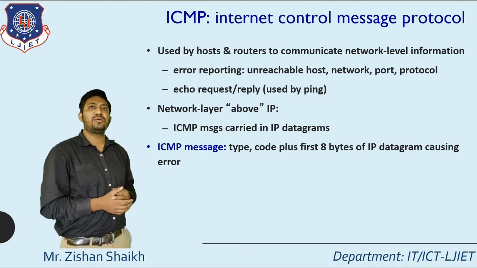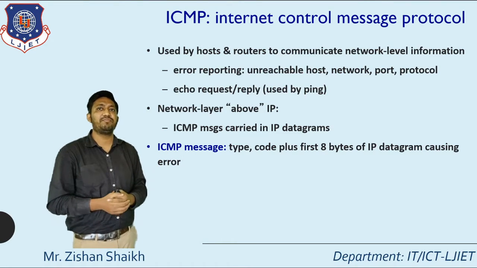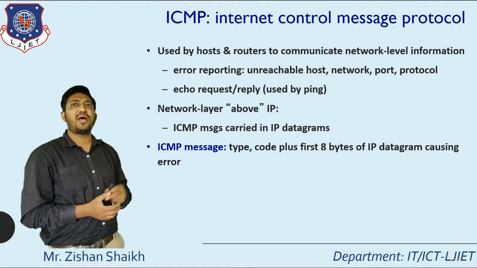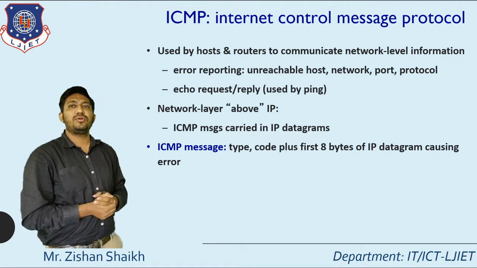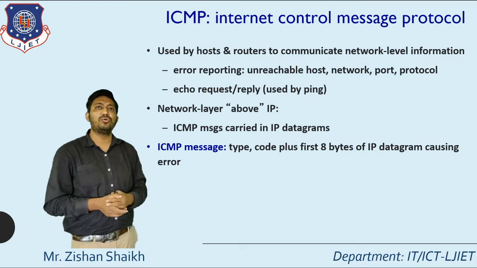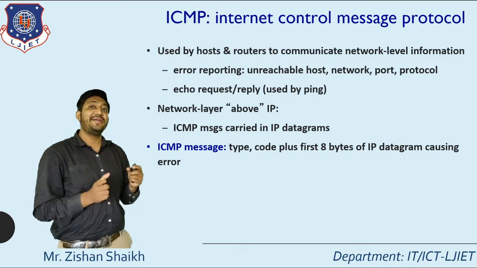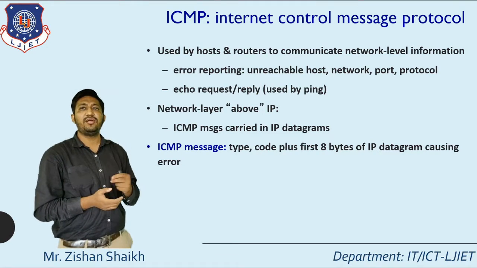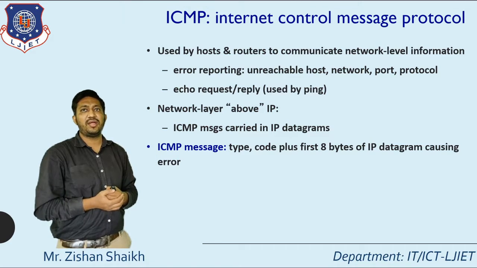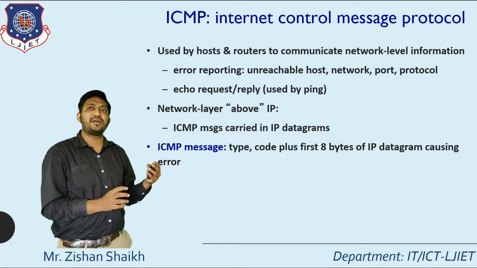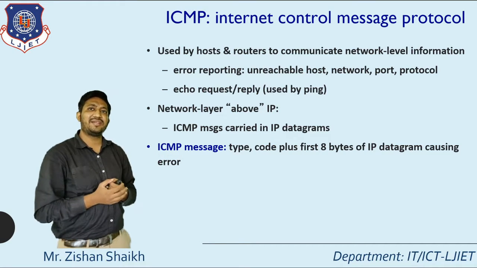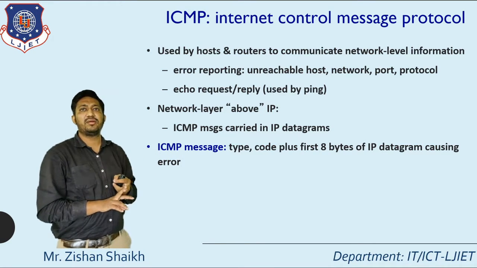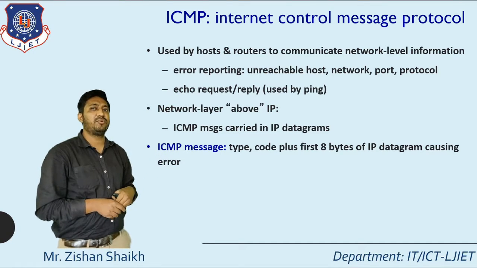Now we are moving to the next protocol, that is the ICMP protocol. ICMP stands for Internet Control Message Protocol. It is used specifically by hosts and routers to communicate network layer information. If any host is sending data, it assumes that the intermediate routers are transferring my data to the destination, but exactly what happened in the network, that information is given by the ICMP protocol.